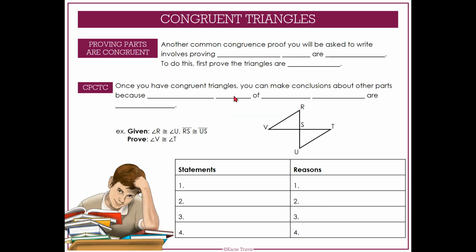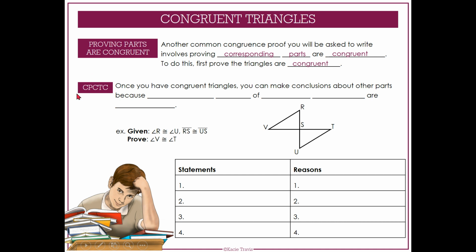All right. So, next thing that we got to talk about. If we can prove that two triangles are congruent, we can prove that their parts are also congruent. Another part of common congruence proofs is that you are going to be able to write ones that involve corresponding parts that are congruent. In order to prove this, we have to first prove that the triangles are congruent. Now, this right here, this is something that we are going to mess with a little bit when it comes to proving that two triangles are congruent.